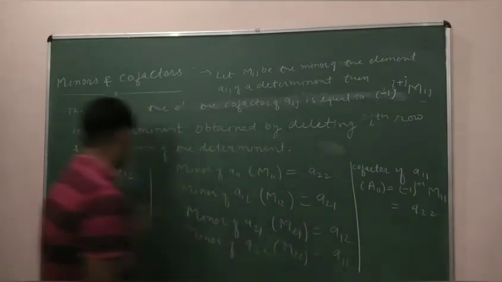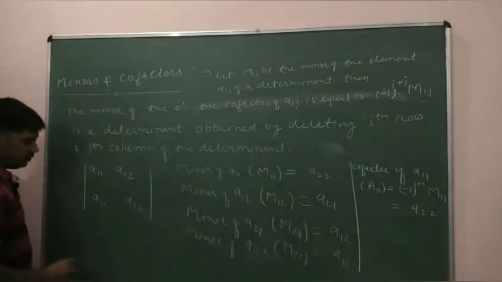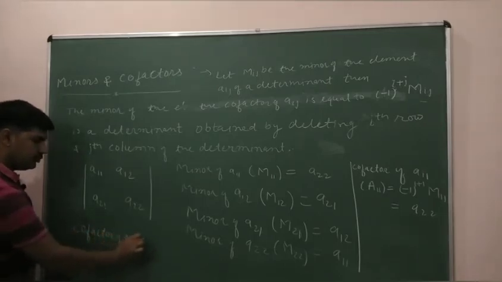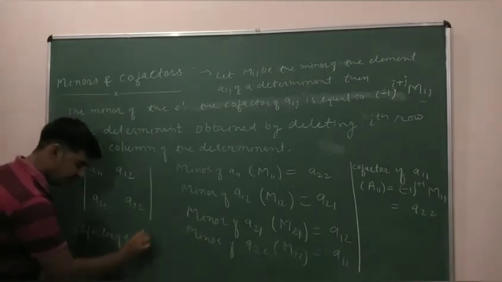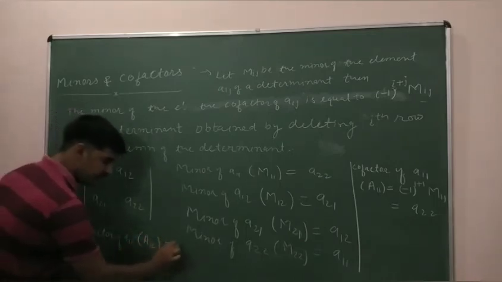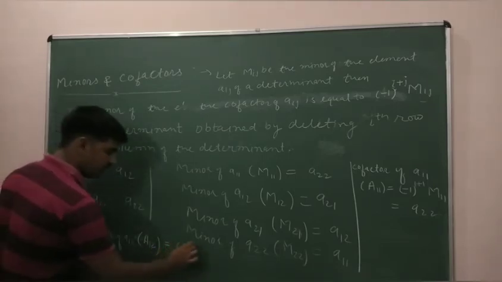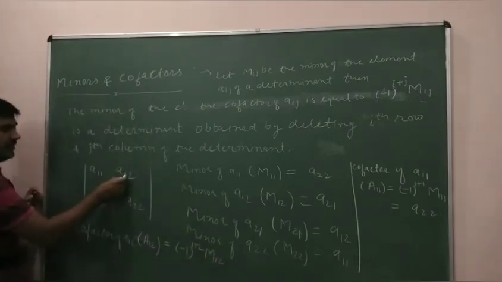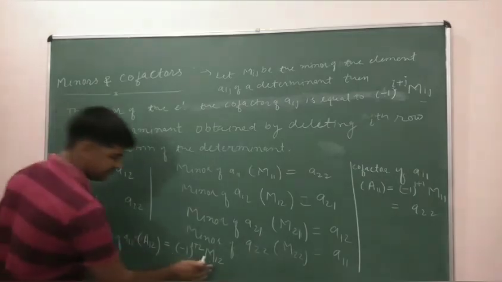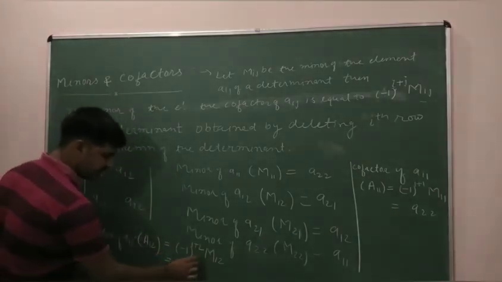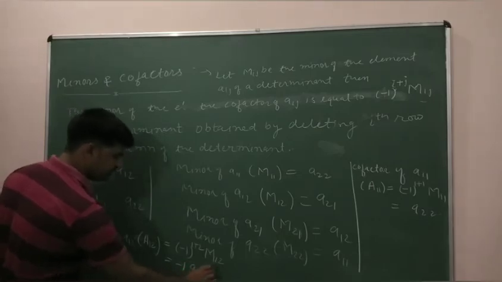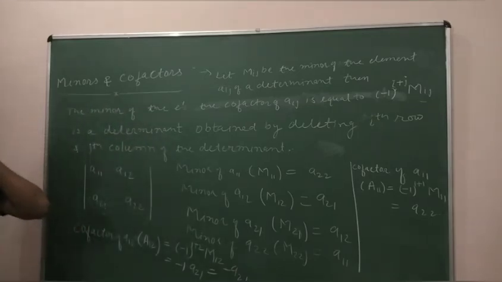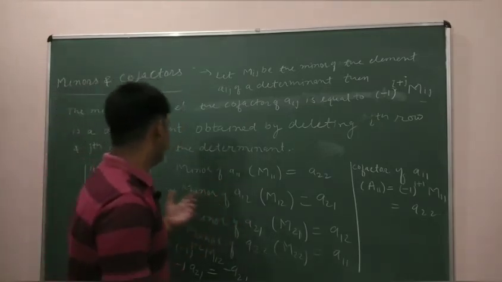Now the cofactor of the next element, a12, is denoted by capital A12, and that is equal to -1 raised to the power 1 plus 2 times the minor M12. What is the value of the minor of this particular element? It is a21. So this is -1 times a21, and hence the value is equal to -a21. So you might have understood how to find the minors and cofactors of a determinant of order 2.